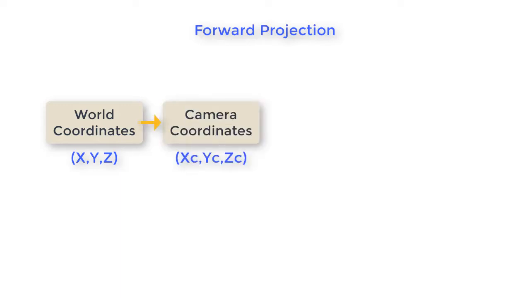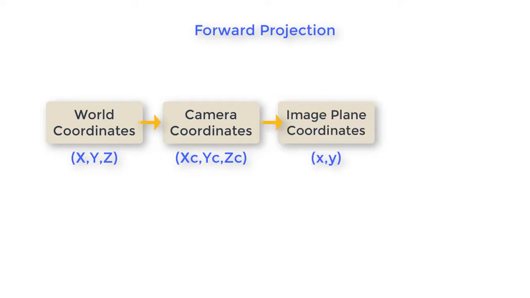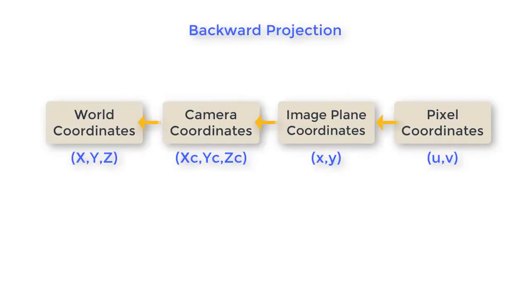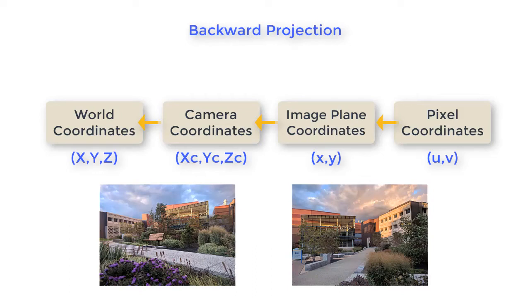Given a real world point x, y, z, the point in the camera coordinate system is going to be xc, yc, zc. And the same point when imaged on the image plane is going to be x, y. And finally, when it is discretized, you're going to end up with the coordinates u, v. Now, a challenging problem would be backward projection, where you have a bunch of digital images through which you have to get the image plane, camera coordinates, as well as the world coordinates of the objects. Now, computer vision deals with this problem.